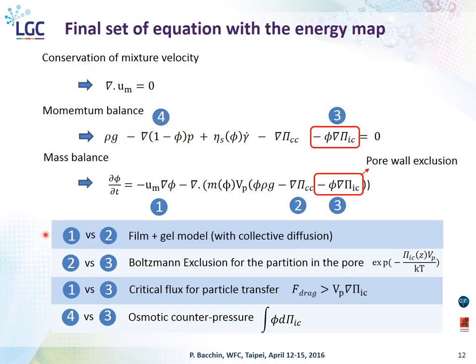And by considering the coupling of these phenomena, we can describe the very important mechanisms that we can find in membrane transfer. If we are considering the coupling between 1 and 2, so convection and diffusion, you can describe the film and the gel model if you are considering collective diffusion effect with this osmotic pressure. 2 and 3, so diffusion and the energy map, can help to describe the Boltzmann exclusion for the partition in the pore. The coupling of 1 and 3, so convection and this energy map, can help to describe the critical flux for particle transfer, so the drag force due to the convection that you have to exceed in order to have a transfer. And further, if you are considering the coupling between the pressure and this energy map, you can describe the osmotic counter pressure.